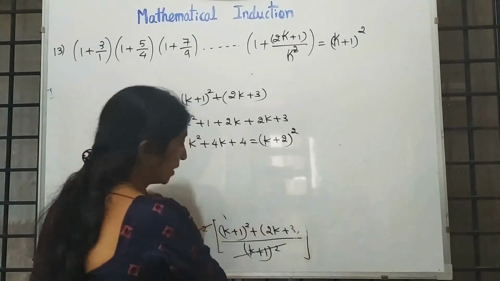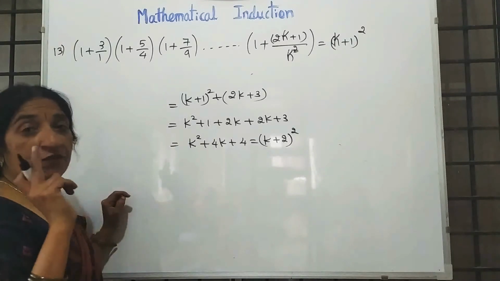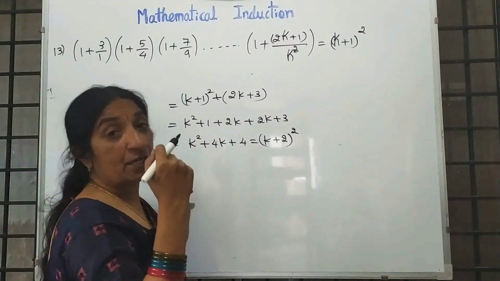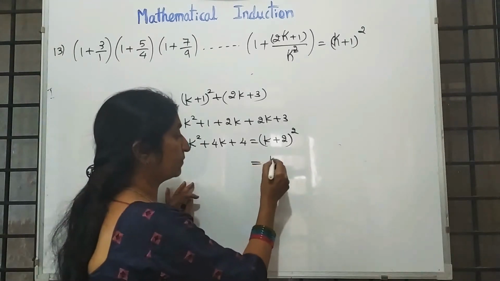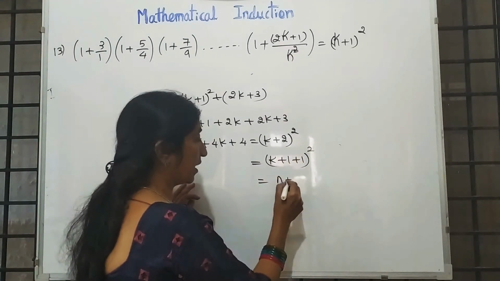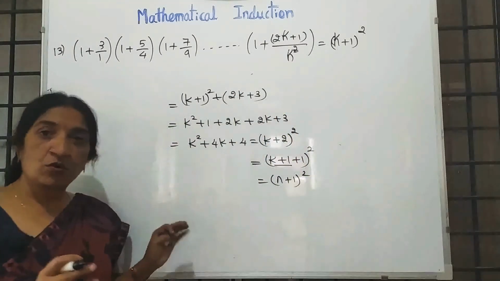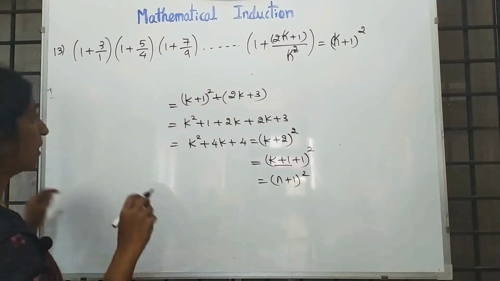And as you know, after simplification of all the steps, in the last step, wherever k is there, try to split k plus 1. Now k plus 1 is replaced by n. See, is it the required result or what? Yes, this is the required result. Now write down the conclusion.